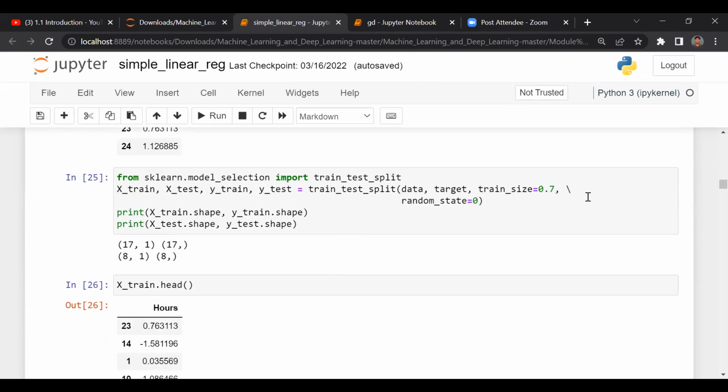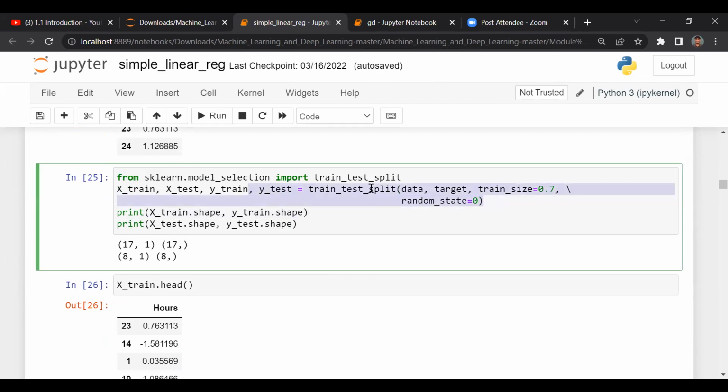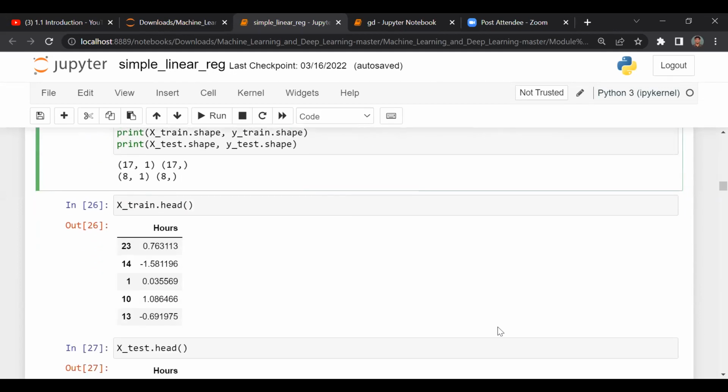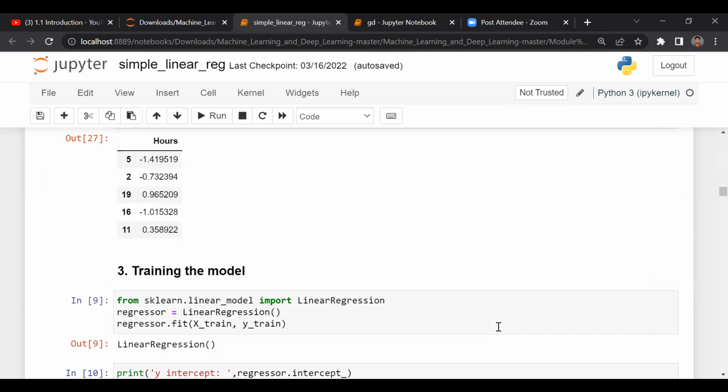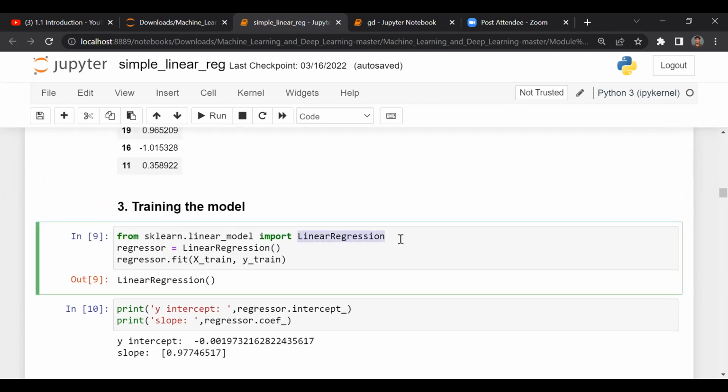Finally, this is where you do test and train split. We discussed this part yesterday also. You divide it into the training set and the test set. So here you are doing 0.7, 0.3. So 70% of the data goes to the training set, 30% goes to the test set. And then you fit the model. So this is the model that you import, linear regression, and you fit it.